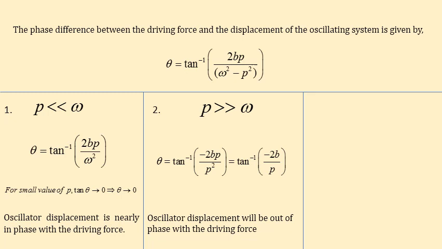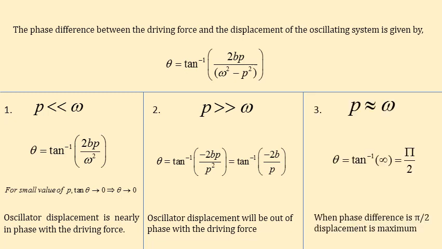So now let us consider case 3, where the frequency of driving force is approximately equal to the natural frequency of the system. That means ω² - p² is approximately equal to 0. Then θ becomes tan⁻¹ of infinity, which is nothing but π/2. So when the frequency of driving force is approximately equal to the natural frequency of the system, then the phase difference is π/2 and the displacement is maximum.